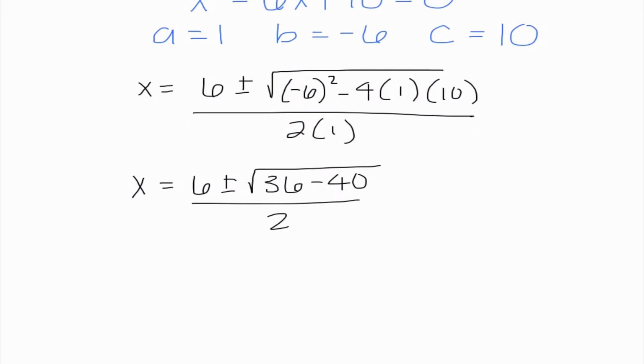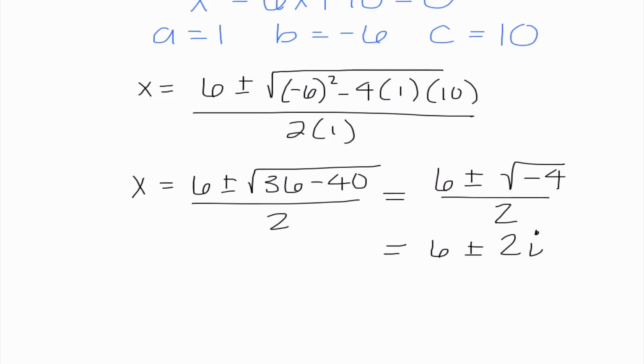So this becomes 6 plus or minus the square root of 36 minus 40, divided by 2, which simplifies to the square root of -4, which we know is 2i. So when I divide both of these by 2, I get 3 plus or minus i. Once again, I have two answers, which makes sense because we said a quadratic function will always have two solutions because our degree is 2.